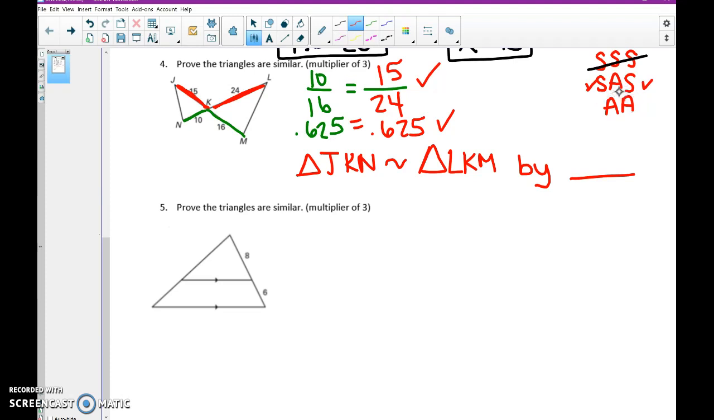So I've got 2 sides for SAS, so that's looking like a pretty good option. The only problem is I don't have an angle yet. No matter what I do, I have to have some kind of angle.